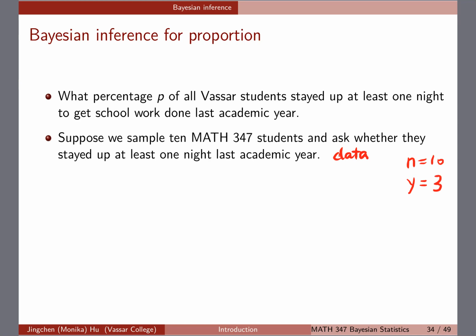Thank you. So notice I'm recording the data in this way. We'll see why. Because at the end of the day, remember we need a prior. So in this case, a prior for P. And we also need the data model.